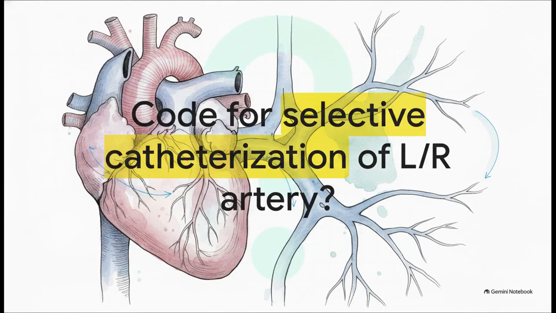So, here's the exact case study question we're looking at today. And hey, I want you to mentally lock in your answer before we even get into the anatomical rules. Ready? Which code is assigned for selective catheterization of the left or right pulmonary artery? Is it A, 36013, B, 36014, C, 36015, or D, 36200? Take a second. Think about the physical path that the catheter is taking.